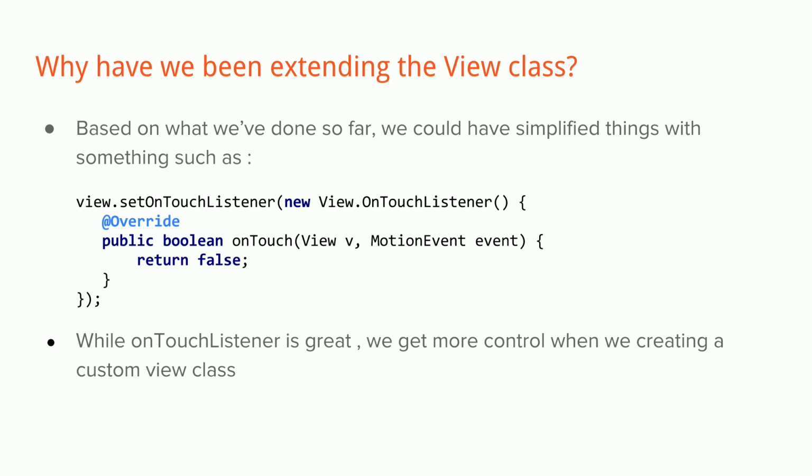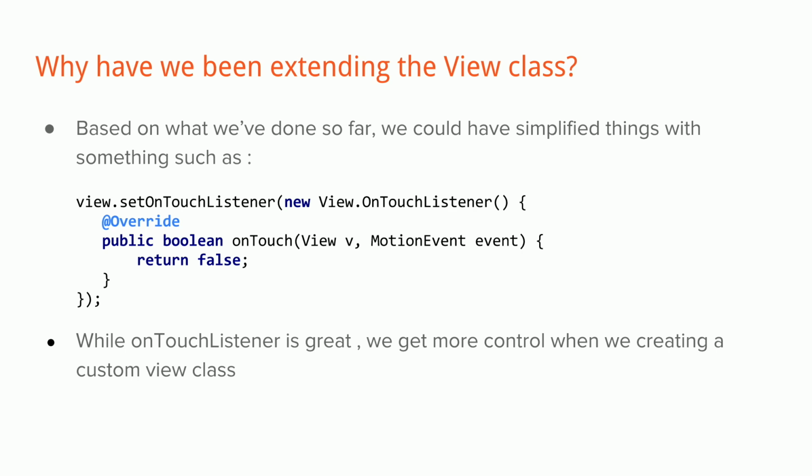But it actually gets a lot more complicated than this, because why have we even been making our own custom views? All we did was handle the onTouchEvent. So we could have just done an onTouch listener and done the exact same thing without having to go through the trouble of creating our own views. But while this is great where you can just set an on-touch listener, we actually get a lot more if we extend views and create our own custom views.